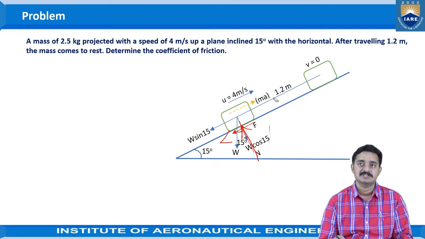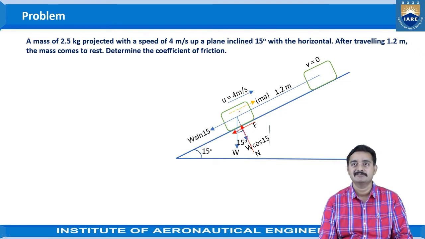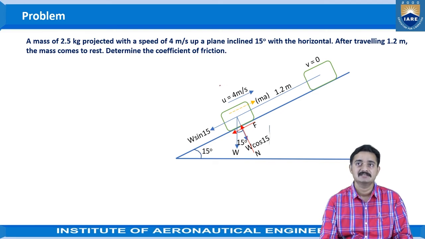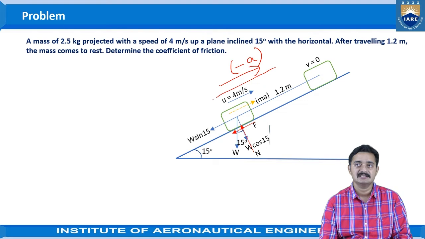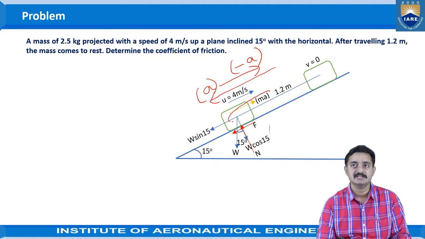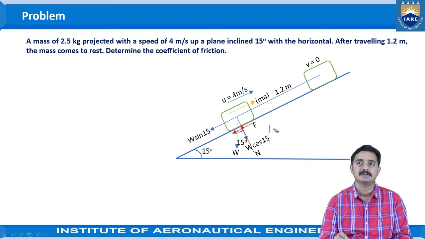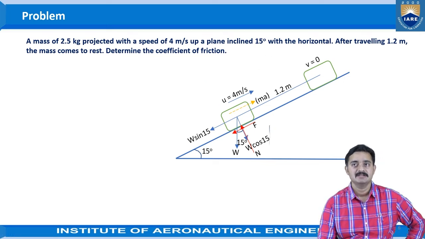Then coming to the inertia force, what is happening here? As we have discussed in the section on deceleration of the object and inertia force, this mass is decelerating. That means in this direction there is negative acceleration. That gives us the idea that acceleration is towards the left hand side. That's the reason the inertia force will be towards the right hand side, that means up the plane. That is how the free body diagram is drawn.